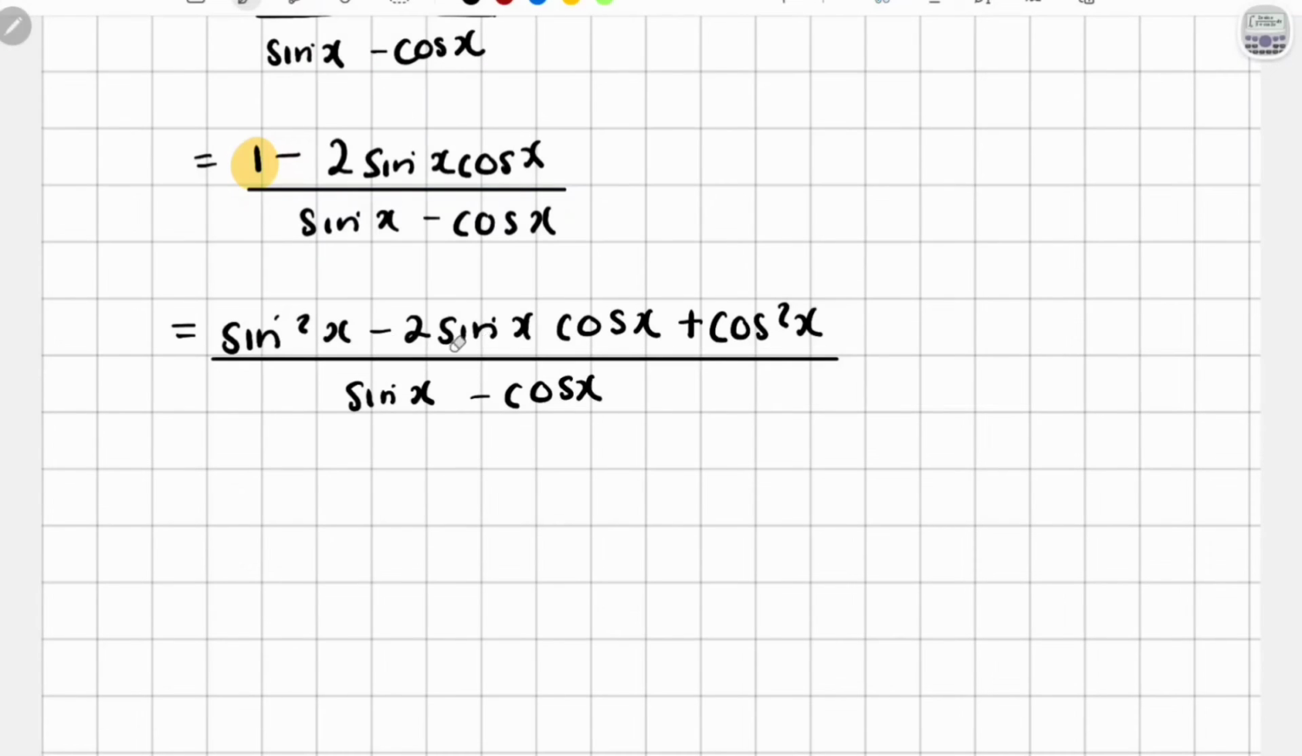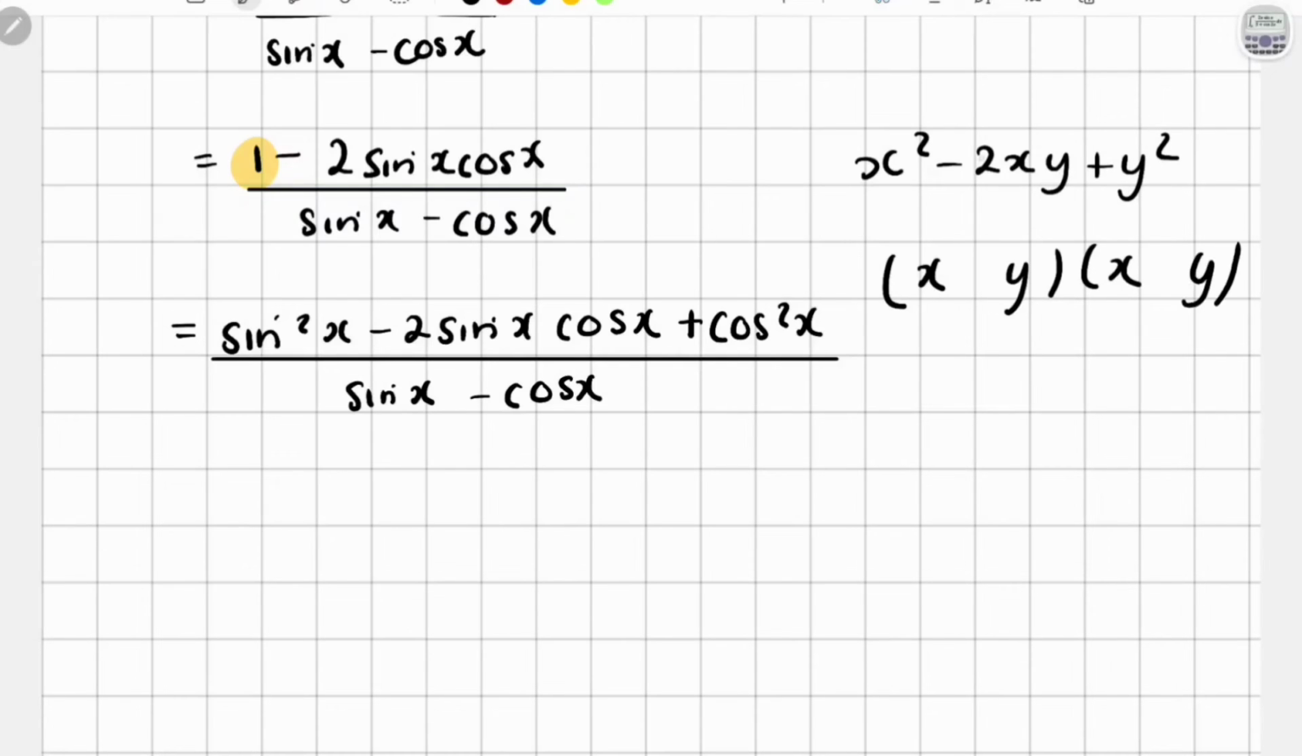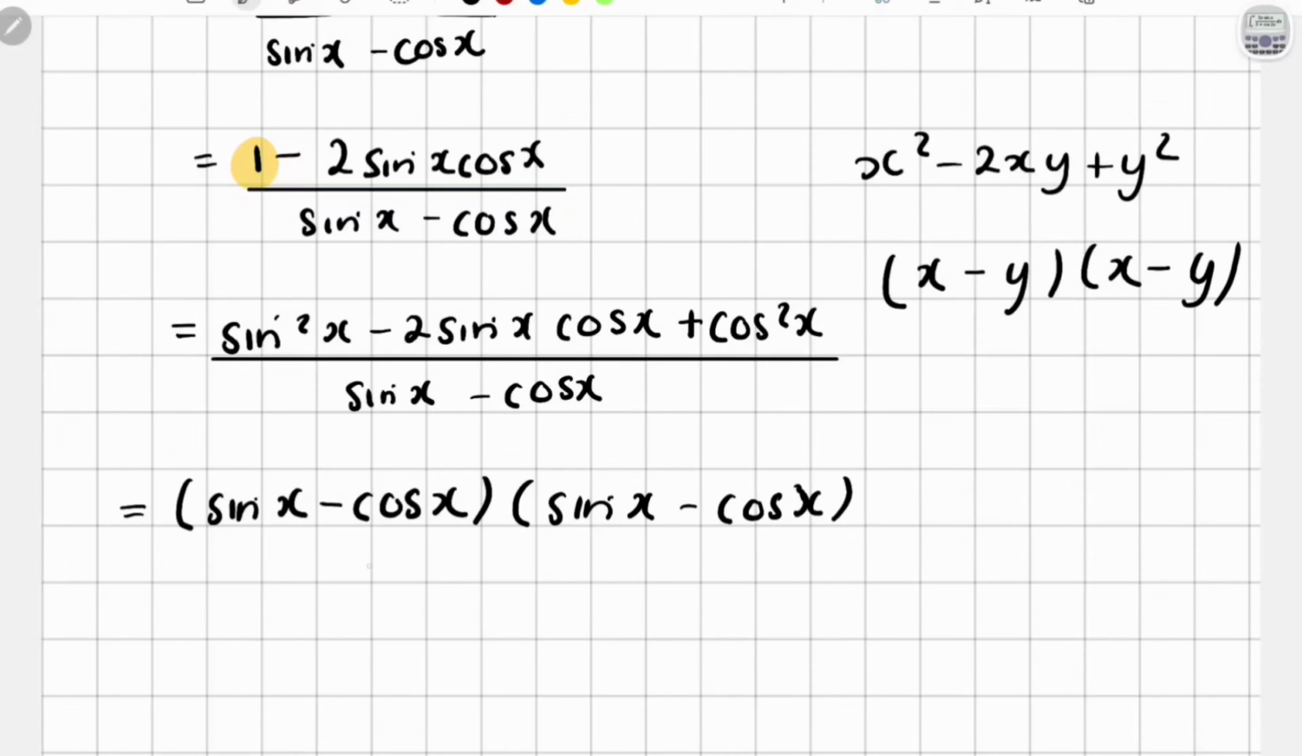So if you factorize this, right, it's like x squared minus 2xy plus y squared. If you factorize that, you know that it's going to become, because you're going to say what times what gives you x squared, that's x multiplied by x. What times what gives you y squared, that's y multiplied by y. And you can see that only the middle is negative, so they're both going to be negative. Likewise, this is going to be sine of x minus cos of x multiplied by sine of x minus cos of x, which is over sine x minus cos x.